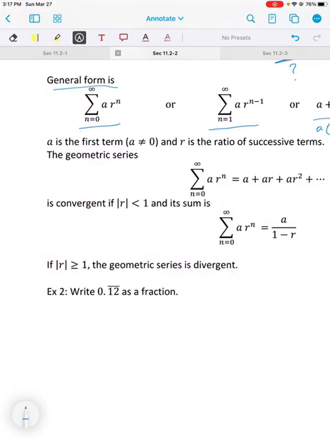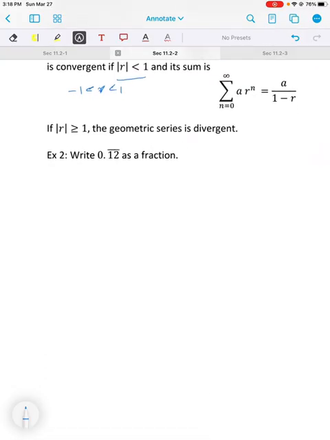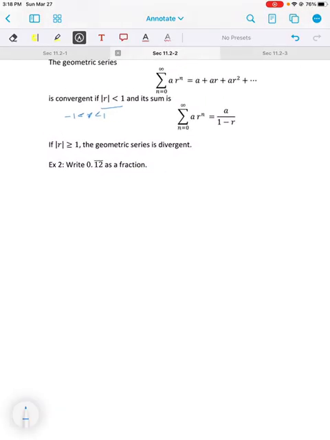We saw in the last video that a geometric series is convergent if the value of r satisfies this condition, which means the absolute value of r is less than 1. Remember, this inequality can be split into two inequalities like this, and then depending on r, you should be able to solve it. If the absolute value of r is greater than or equal to 1, the geometric series is divergent, and we saw some examples of geometric series previously.